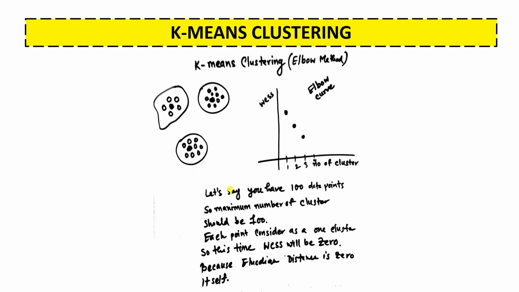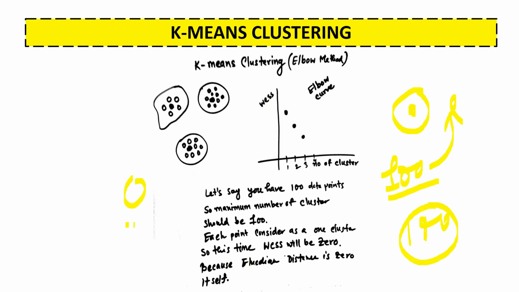Same thing, let's say we have 100 data points. The maximum number of clusters should be 100, because we can assume each data point is a single cluster. That means our distance is nothing but 0, because the distance from this data point to itself is 0. So if I have 100 clusters for 100 data points, the WCSS value is 0. Sorry, the number of clusters should be 100, but the Euclidean distance is 0. That means you cannot use 100 as your number of clusters.